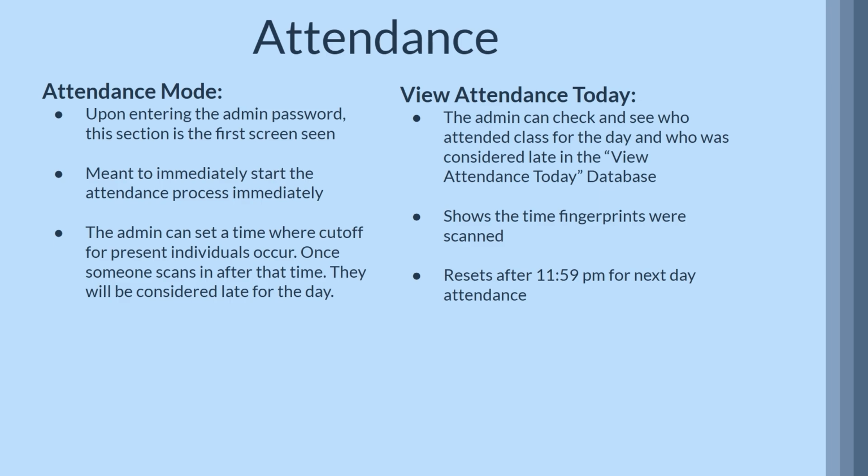There's another database in the system, the View Attendance Today database, where the admin can check and see who actually attended class for the day. It shows a timestamp of when they signed in or scanned their fingerprint for the day, and it also shows who was late. This resets after 11:59 p.m. to get ready for the attendance for the next day. So if you were to look into the database before anybody scans after 11:59, you'll just see a blank database until people start scanning.